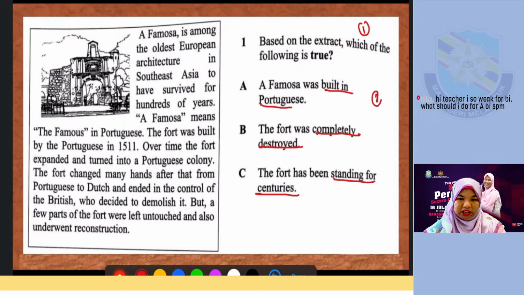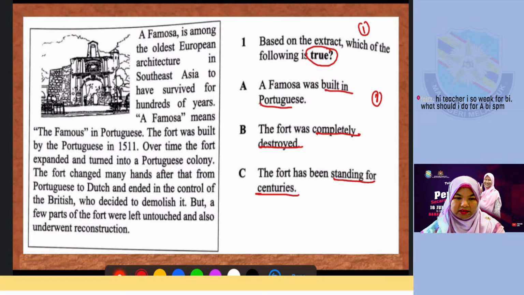Step number 3. We need to identify what the question wants us to do. Based on the extract, which of the following is true? Here the question asks you to find the true information. Which of this information is true to the text? Let's analyze it. First, A Famosa was built in Portuguese. Is it a true statement that A Famosa was built in Portuguese?